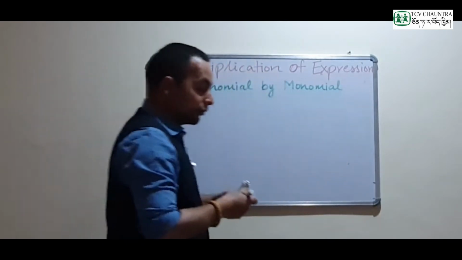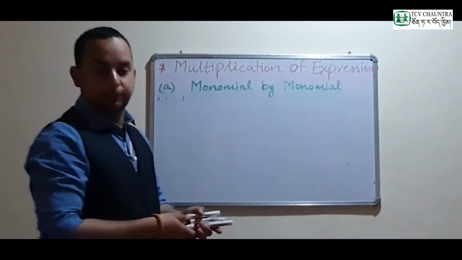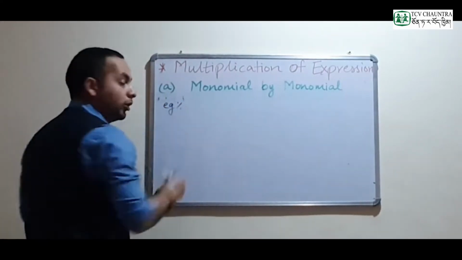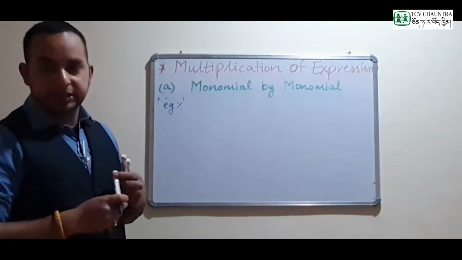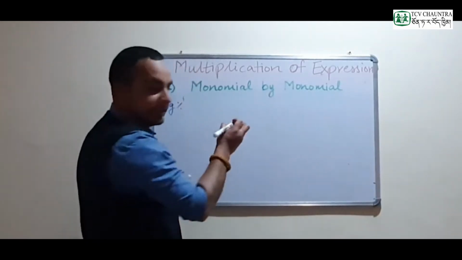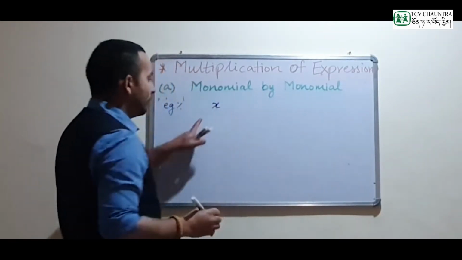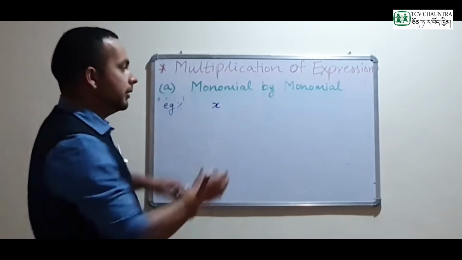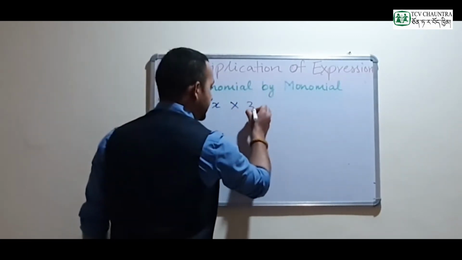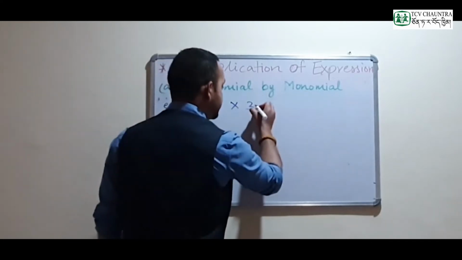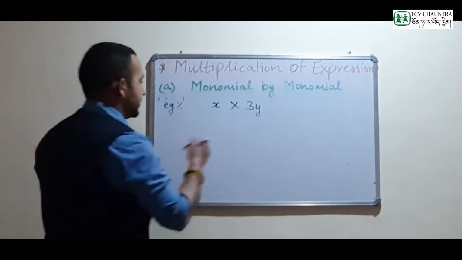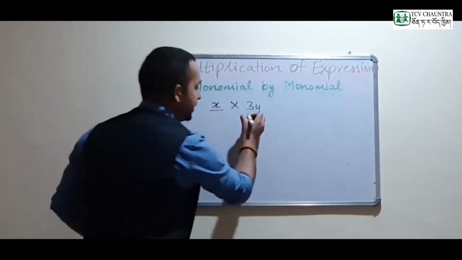So first of all we are going to multiply monomial by monomial. For example, monomial means only one term in an expression, right? So suppose x is a one term monomial, multiplied by, and then we are going to write again a monomial. So x is a one term monomial, 3y is another term.